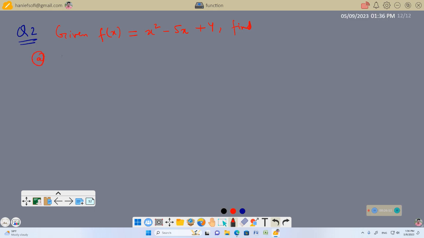Part A says find f of 0. Simple. We have to put 0 in this function instead of x. So what do we get? F of 0 is 0 square minus 5 into 0 plus 4. That is 0 minus 0 plus 4, which is 4. So our answer here is 4. F of 0 is 4 in this case. So let us do part B.